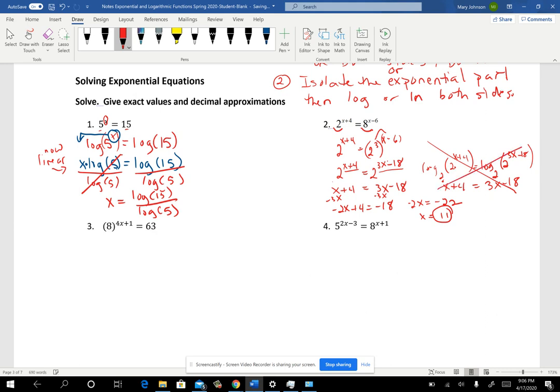All right, and then over here, our answer didn't turn out so nice, right? So what you typically do on that is you go in and you do the log of 15, close the parenthesis, divided by the log of 5. Okay, and that's going to turn out to be about 1.683. So that's the decimal approximation, and the exact value is the log of 15 divided by the log of 5. Okay. Now look at number 3.